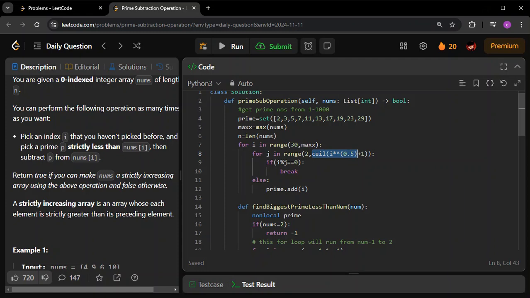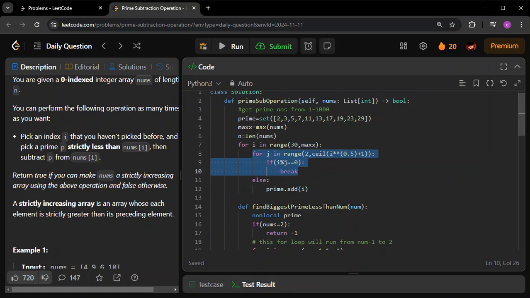Then I'm going to check whether j is able to divide I or not. If j is able to divide I, that means it is definitely not a prime number. You can break out of the loop and go to the next I, just like that. If this whole for loop completes without breaking, only then the else condition will be executed. Remember, you can also write an else condition after a for loop. There's no if condition here.